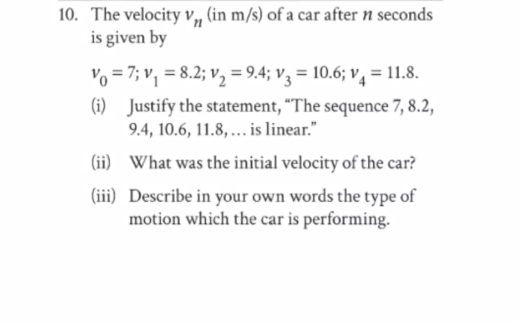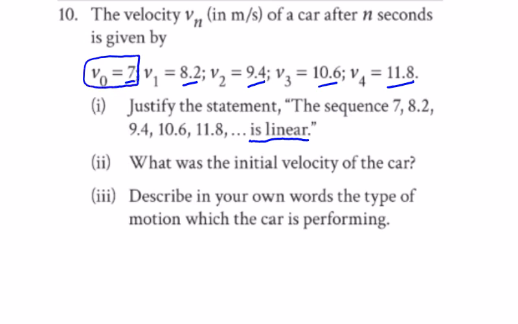Question 10, we have the velocity in meters per second of a car after n seconds. And we have the sequence 7, 8.2, jump of 1.2, 9.4, jump of 1.2. So it's definitely a linear sequence. The first difference is the same, a non-zero constant. The initial velocity of the car, well, the initial velocity here is v0, 7.